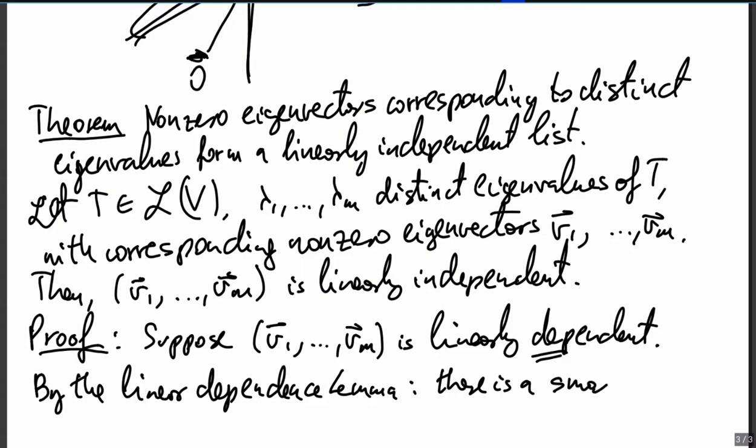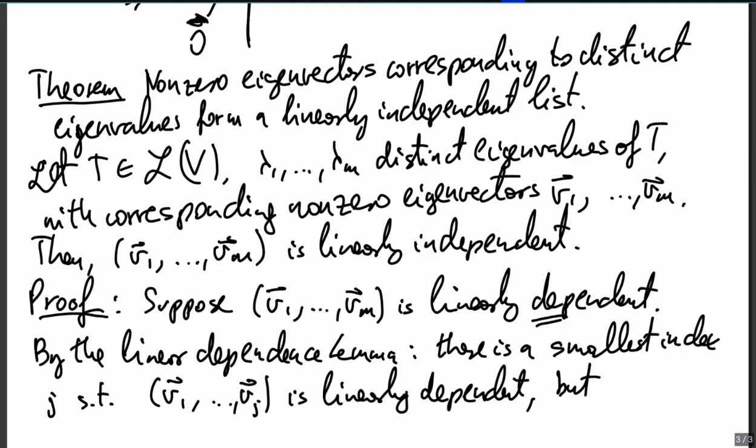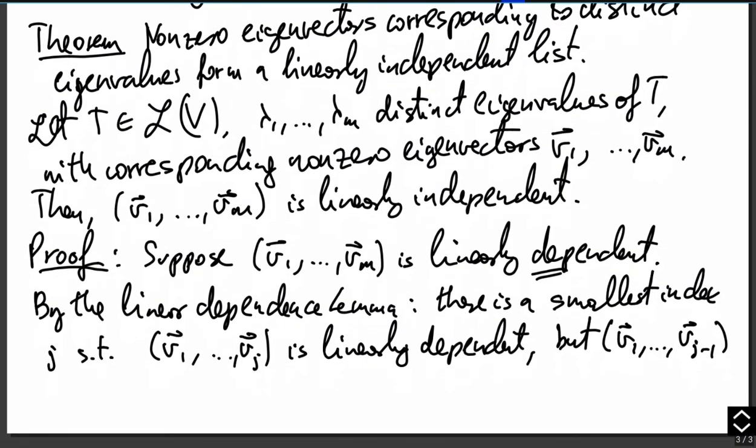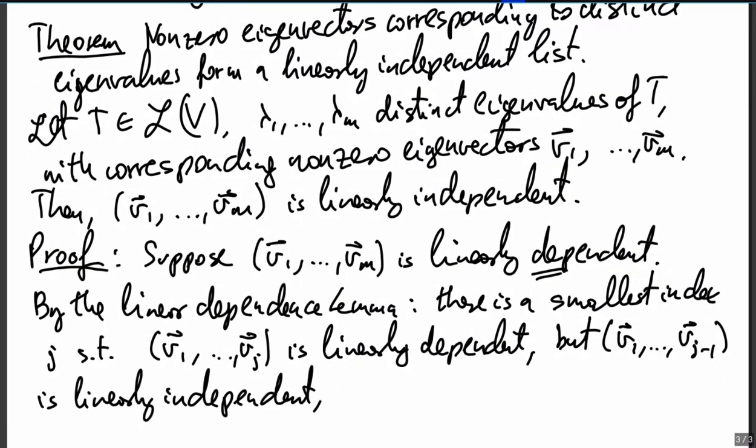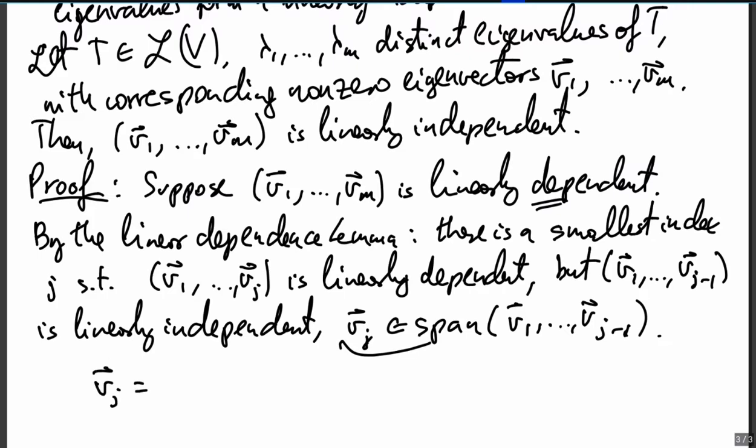So there is a smallest index j such that v1, ..., vj is linearly dependent, but the previous ones are linearly independent. That's why it's smallest. So j minus 1 vectors are all linearly independent. And also linearly dependent means that this vj is actually in the span of the previous ones. That was another important part of the linear dependence lemma. So from this, that vj is in the span of the previous ones, what we have is that vj is some kind of scalar combination, linear combination of these previous elements, i going from 1 to j minus 1.